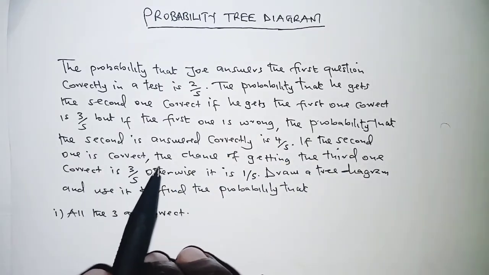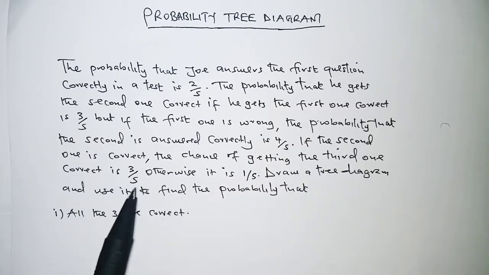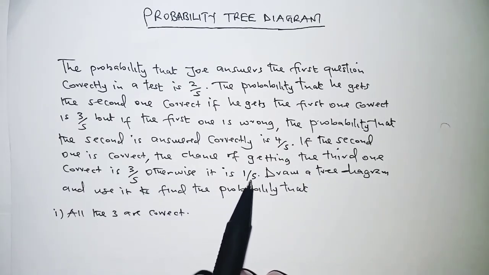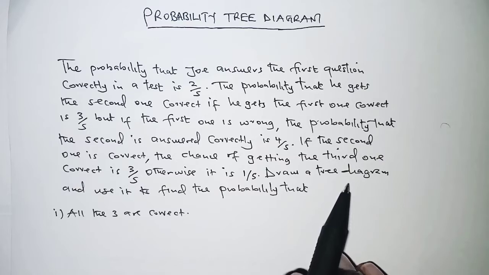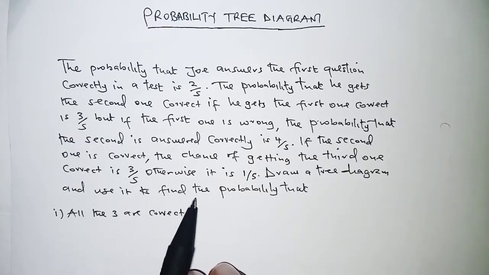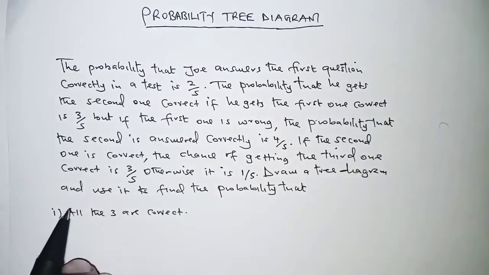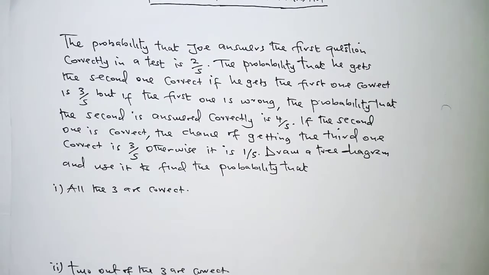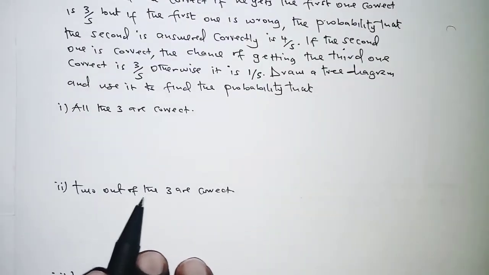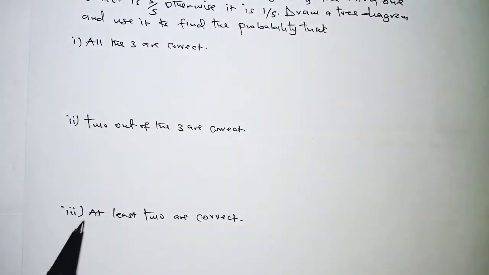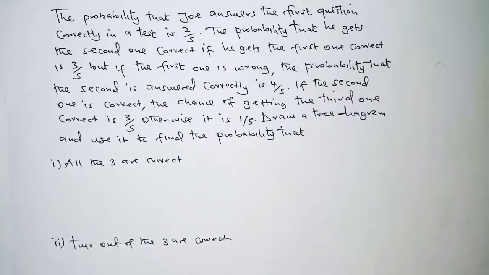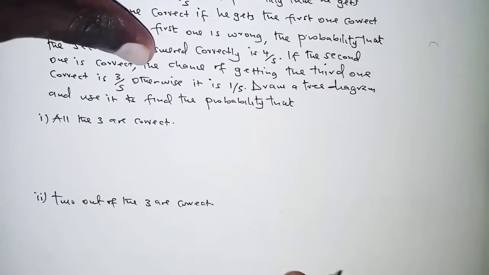If the second one is correct, the chance of getting the third one correct is 3 over 5. Otherwise, it is 1 over 5. Draw a tree diagram and use it to find the probability that all the 3 are correct, 2 out of the 3 are correct, and finally at least 2 are correct. We are going to begin by drawing the tree diagram.